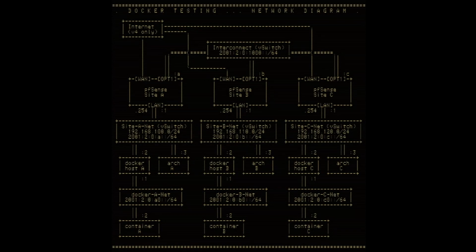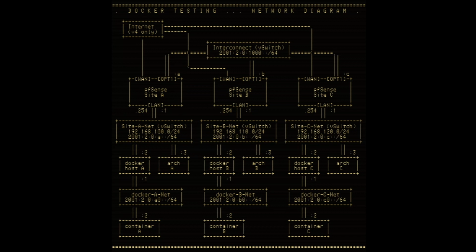Hi everyone. In today's video, I'd like to look at two things. First is installing Docker using IPv6. And then the second thing is broadcasting routes to that Docker network for all my sites to use.